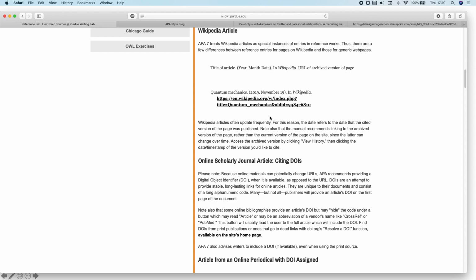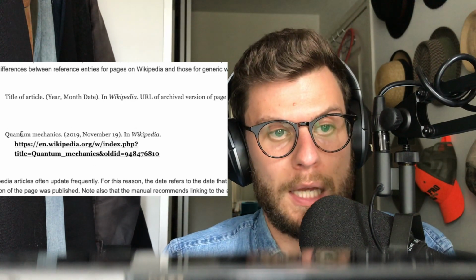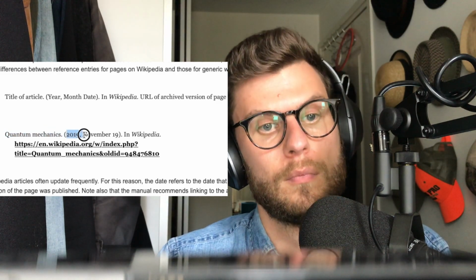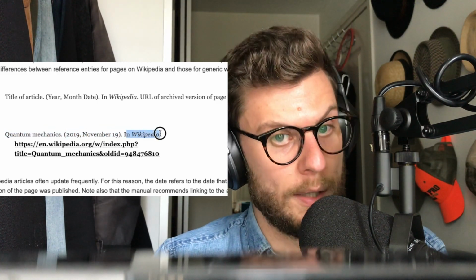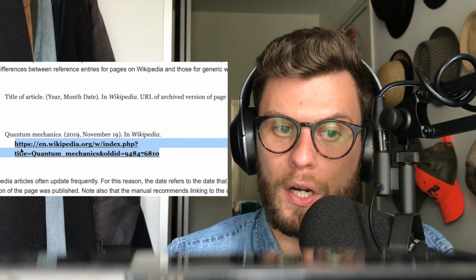Wikipedia. So APA 7 wants to distinguish Wikipedia as special entries in reference works. And I think the reason why is because with Wikipedia, if you have enough credibility, you can go in and edit things. So sometimes people might go in and edit a publication to suit their own interests, which is very unethical and shady. Don't do it. So what you'll see now is Wikipedia has its own format. It has the title of the article, the year, month, date in Wikipedia, and then the URL of the archived version of the page.